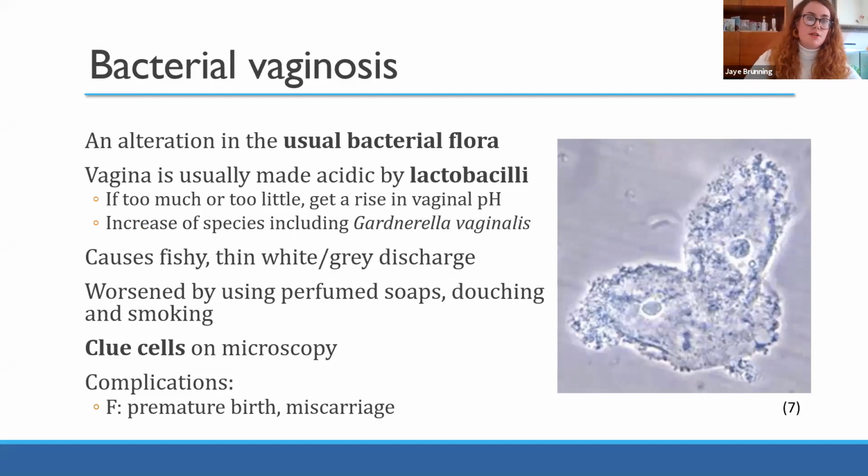So bacterial vaginosis is really common in the UK, and it is an alteration of the usual bacterial flora. Typically the vagina is made acidic by lactobacilli, that's a type of bacteria. If these get too many or too little in the vaginal environment, you get a rise in the pH. This allows other species of bacteria to come in and make the vagina create more discharge. Some of these species are called Gardnerella vaginalis, for example. There are more, I haven't put them down here. What this causes, what the patient can come in complaining of, is a fishy, thin white discharge.